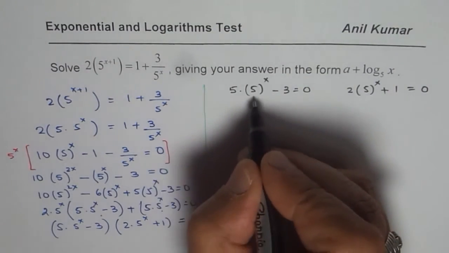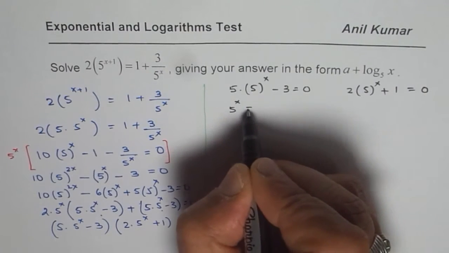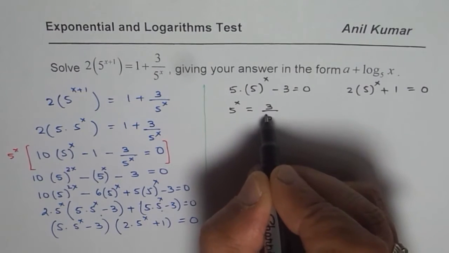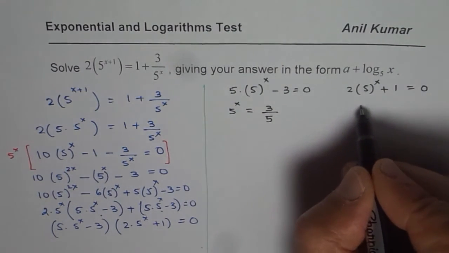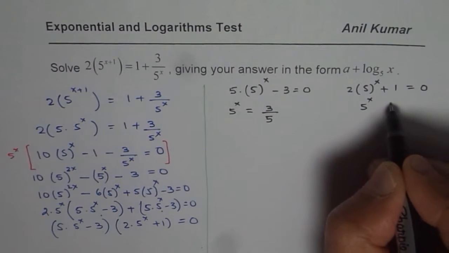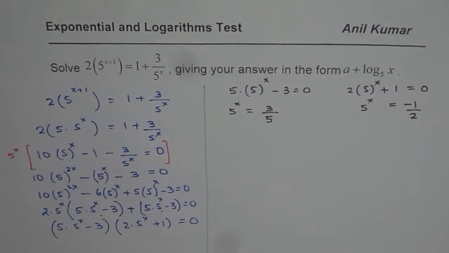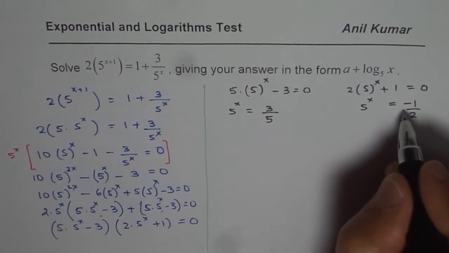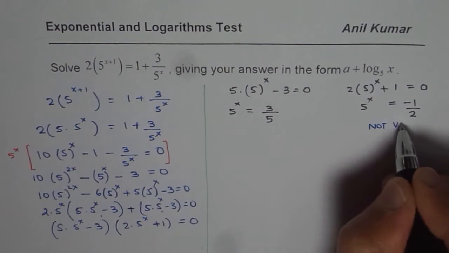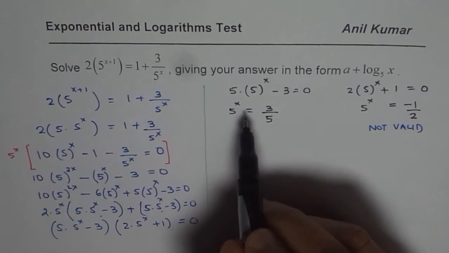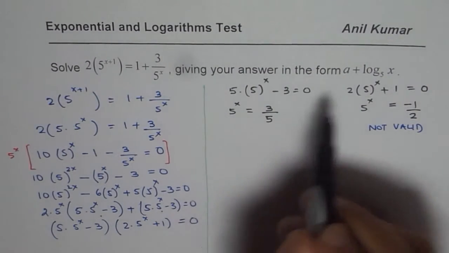So here we get 5 to the power of x equals 3 over 5, right? Taking 3 on this side, 5 here. On the other hand, we get 5 to the power of x equals minus 1 divided by 2. Now exponential functions are always positive, so that is not valid. This one is valid. Since we need to write the answer in this form, I should take log on both sides, and that too with base 5.